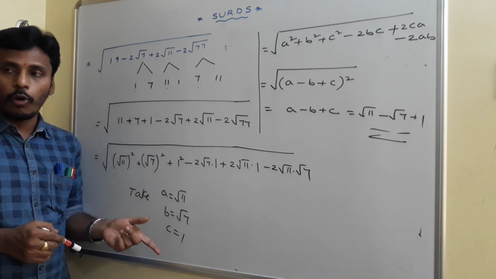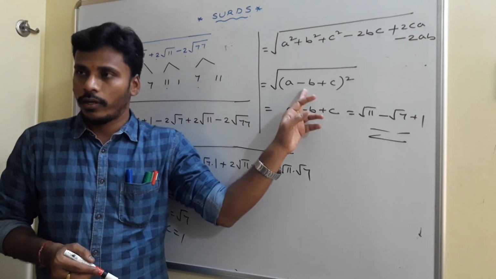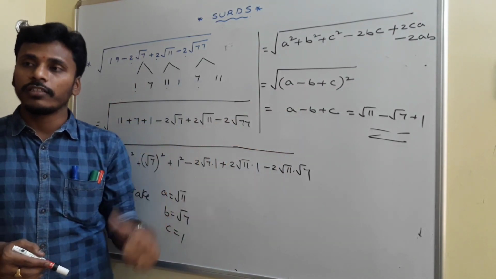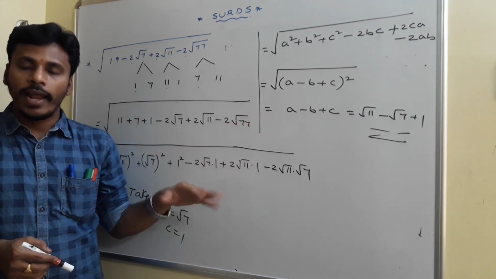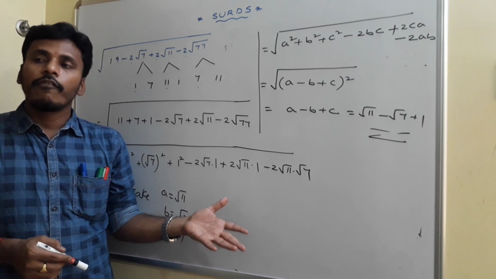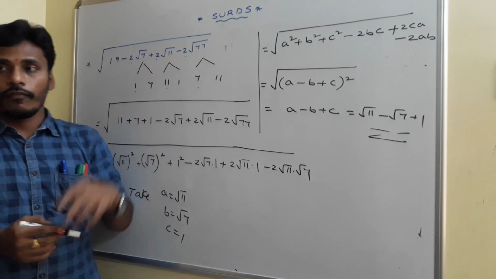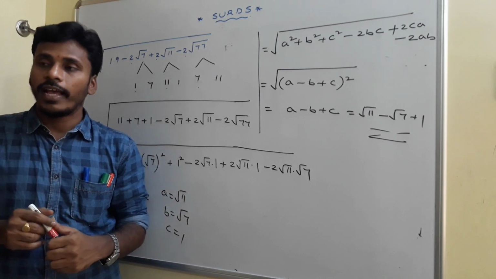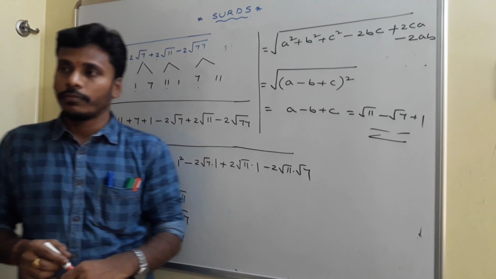For the previous problem, we utilized the formula of (a plus b plus c) whole square. For this problem, we utilized the formula of (a minus b plus c) whole square. Right? This is also another method for finding square roots. That means another type of problems. The format is different from the previous class that we discussed. Just have a look and then I will move to the next type of problems.